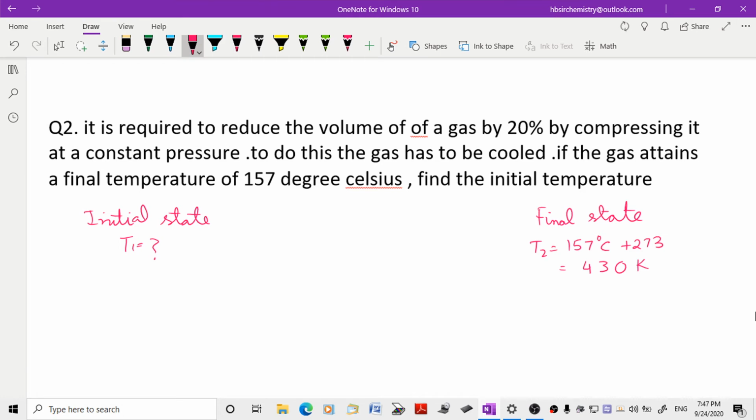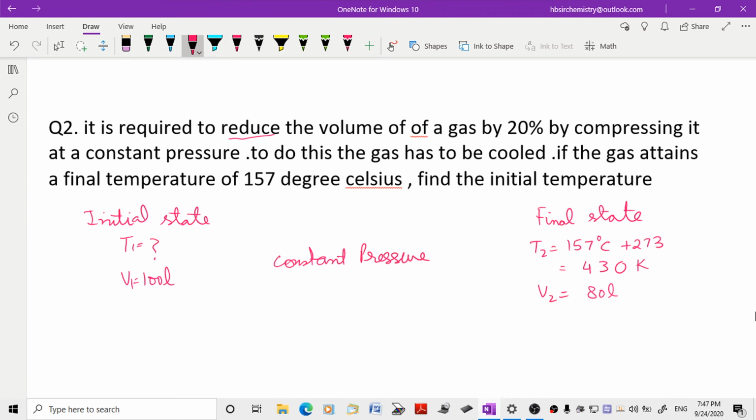And if we reduce the volume by 20%, so let the initial volume be 100 liters and V2 is decreased by 20%. So this will be 80 liters. This is why the volume of a gas is reduced. Now see over here, when we talk about pressure, volume and temperature as state variables, the state variables define the state of the gas. If you change one, the other one will also change, and in this problem it is also given as constant pressure. This is done at constant pressure.